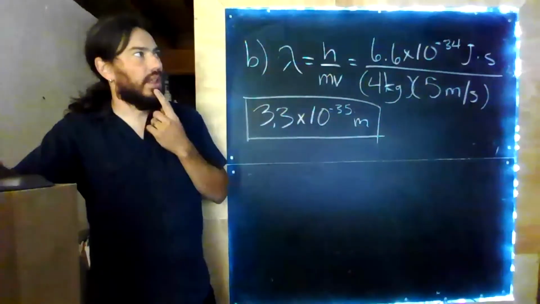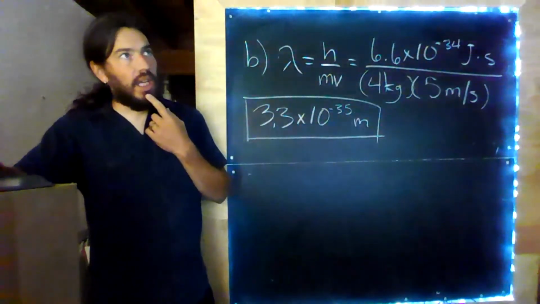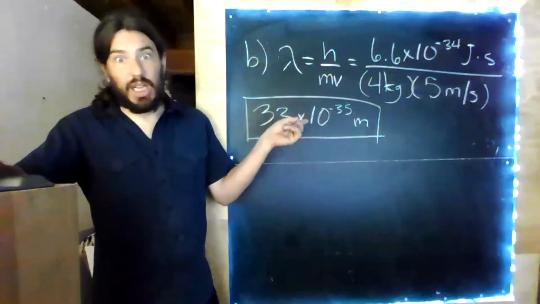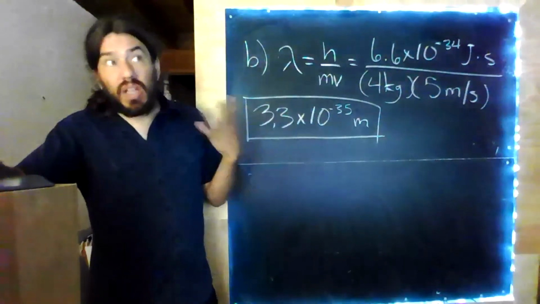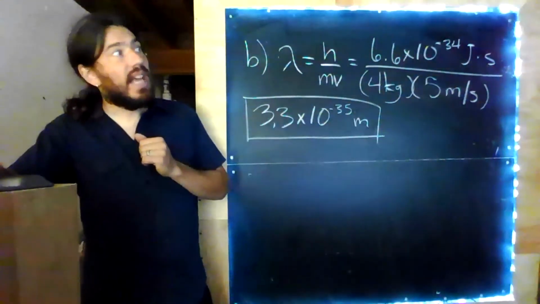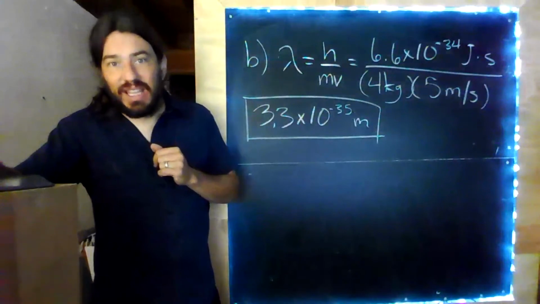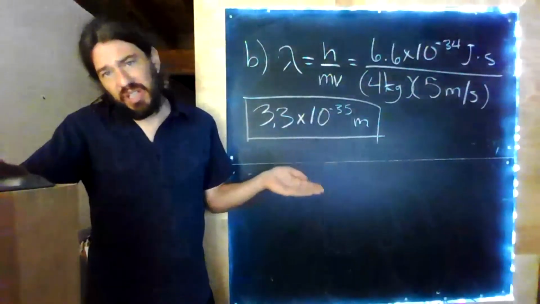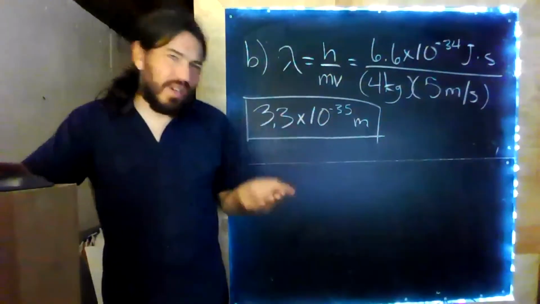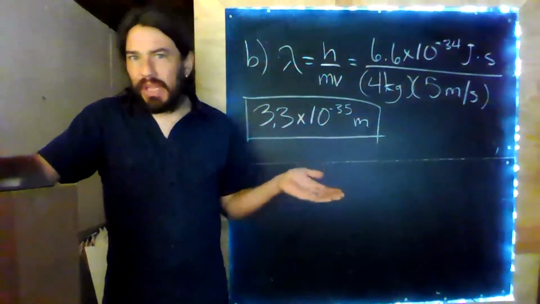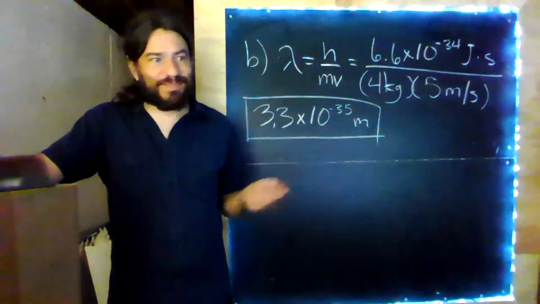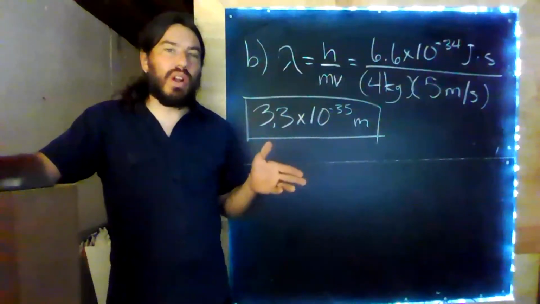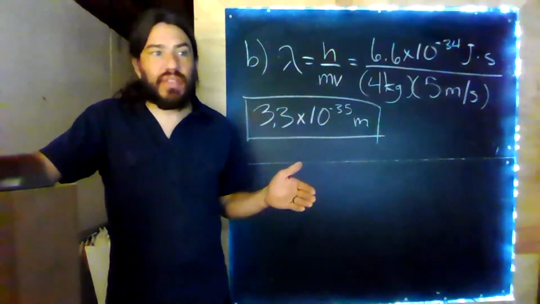What does it compare to? Let's see, an atom's about 10 to the negative 10th meters. So this is a lot smaller than that. And a nucleus is something like 10 to the negative 15th meters. So this is like 20 orders of magnitude smaller than an atomic nucleus. Do you think you're going to notice the wave-like nature of a watermelon moving at 5 meters per second? I don't think you're going to, right? So this is why we don't observe this in our everyday lives.